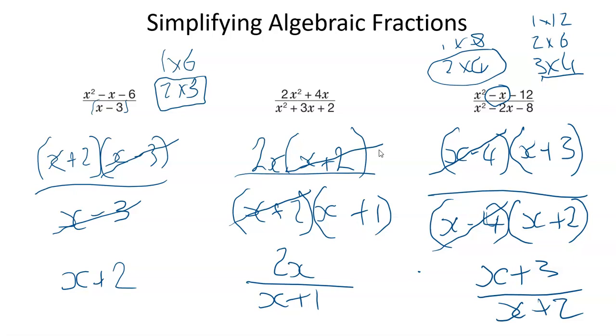Anyway, assuming you can do that, then you need to just remember that simplifying algebraic fractions is about factorising and then cancelling the terms if they're in top and bottom.